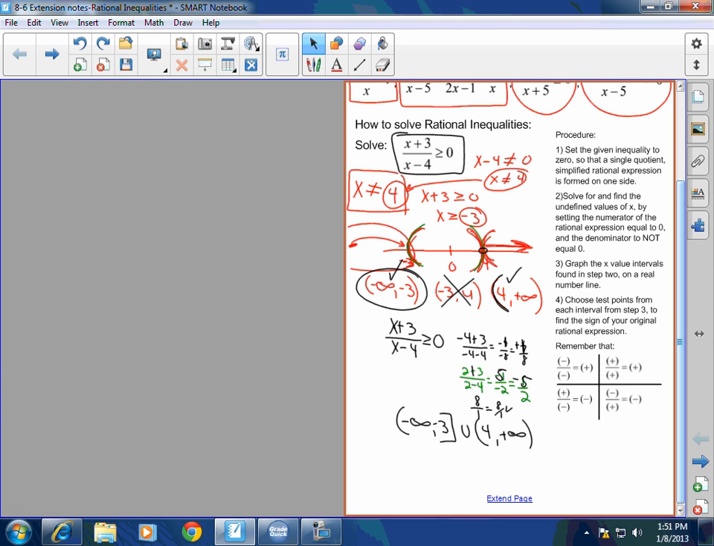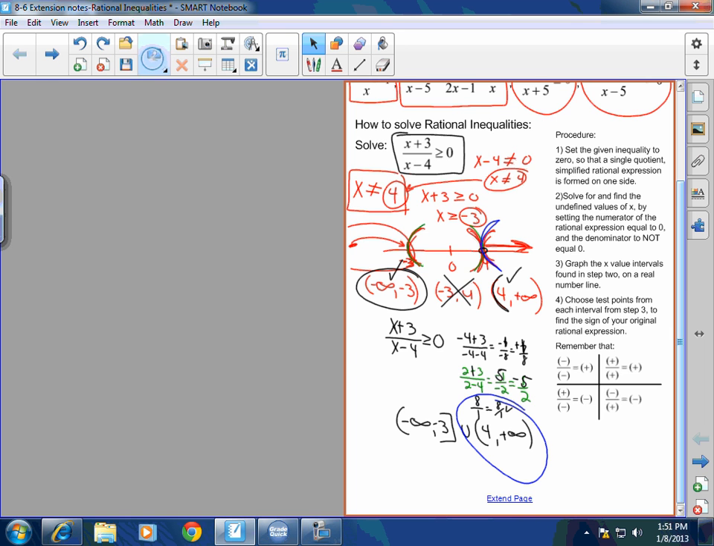Okay, thank you, my brother. He asks, I don't understand how I got this part here, this 8 over 1. Well, we said that in this interval from 4 to infinity, we chose 5 as x. 5 plus 3 is 8. 5 minus 4 is 1. So 8 over 1. Does that make sense? We okay so far? We're going to do another one now.